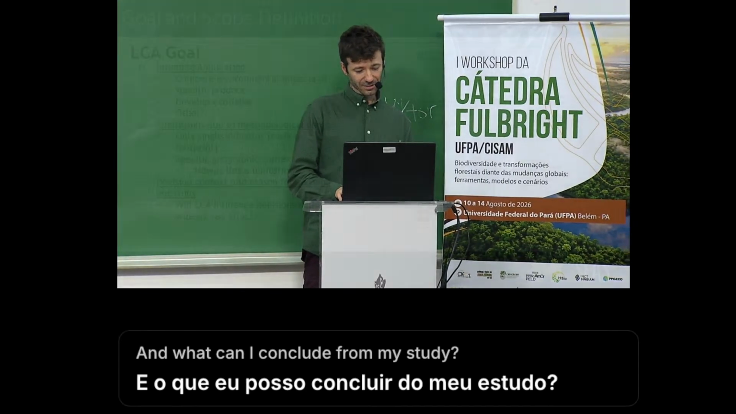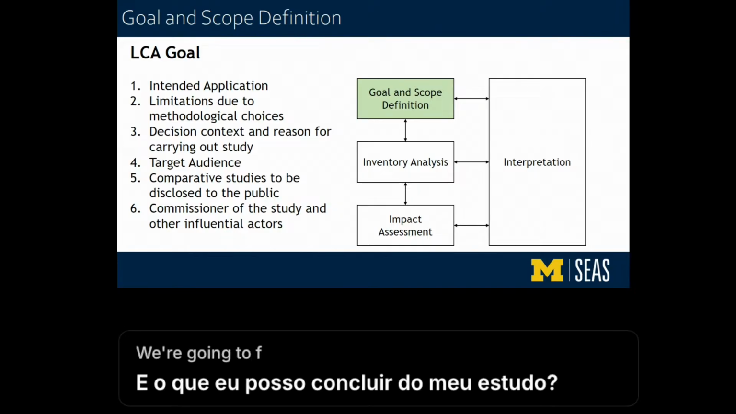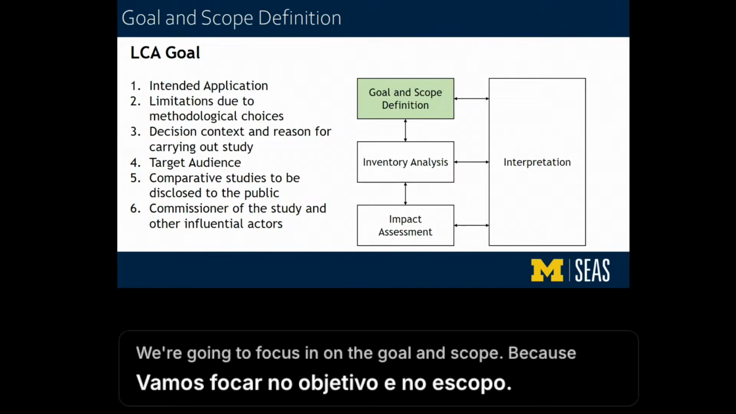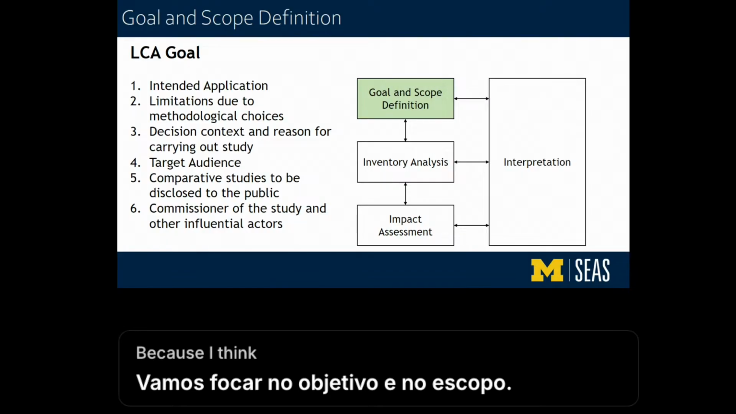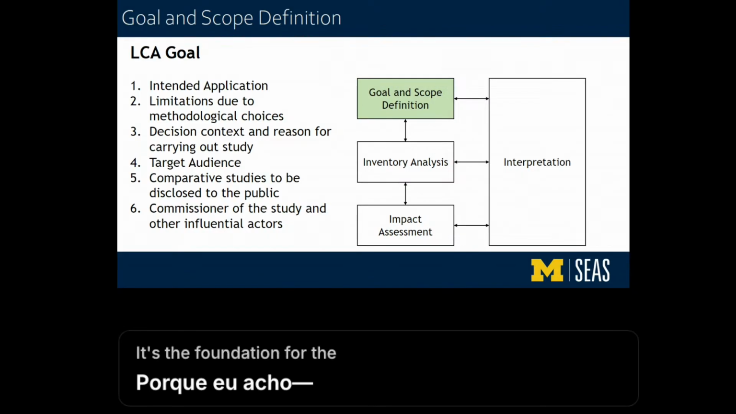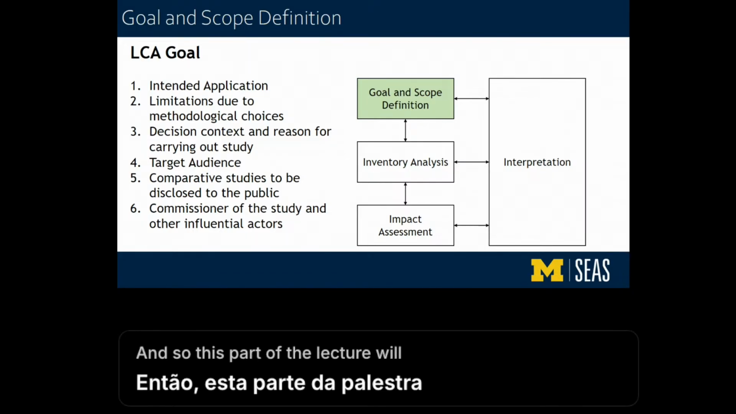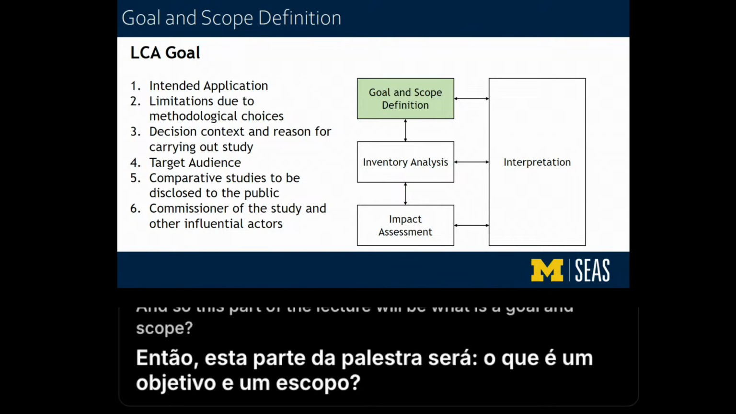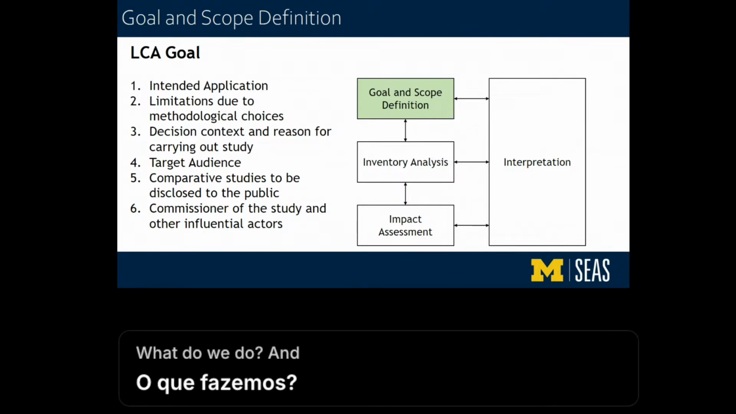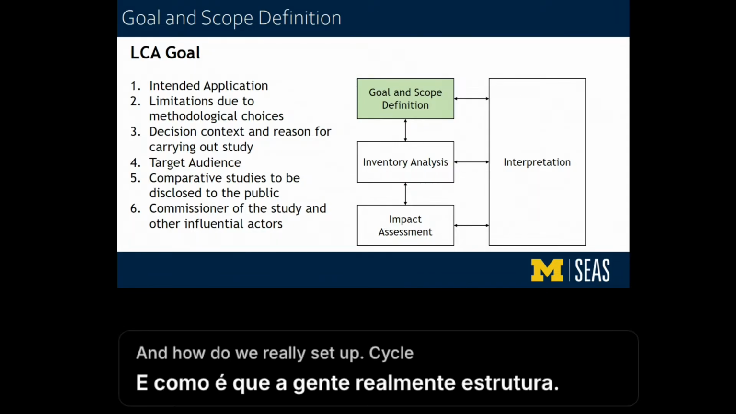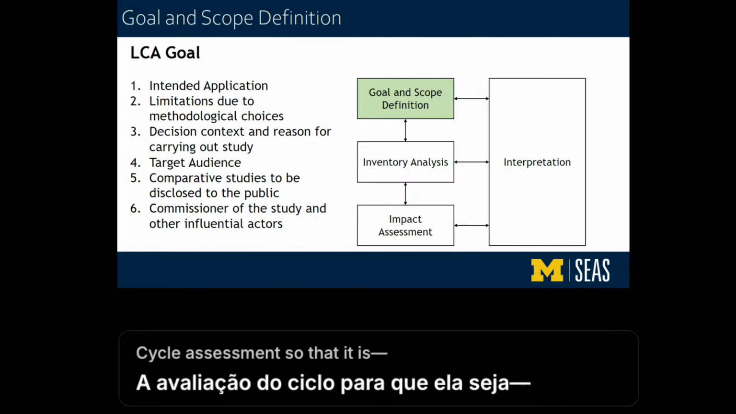We're going to focus in on the goal and scope, because I think it's the foundation for the rest of the study. And so this part of the lecture will be, what is a goal and scope? What do we do? And how do we really set up a life cycle assessment so that it is a good comparison between products?